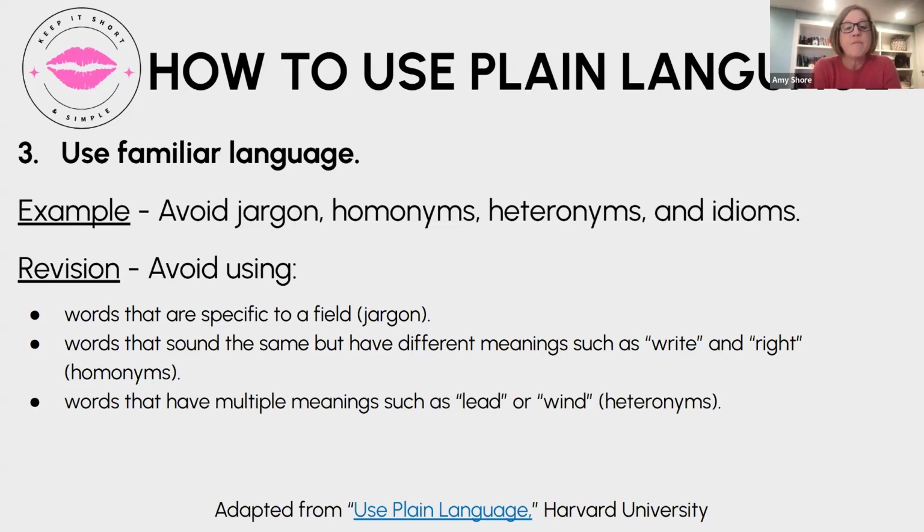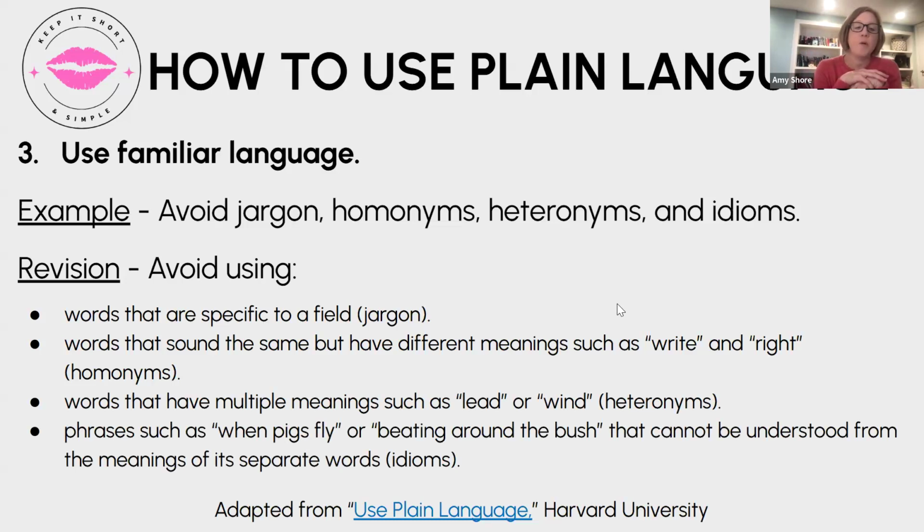Next, words that have multiple meanings, such as lead or wind. Wind could be wind, lead can be led, right? Those are heteronyms. And then lastly, phrases such as when pigs fly or beating around the bush that cannot be understood from the meanings of its separate words. Those are idioms. So here I chose to still put the specific word behind the explanation because it's an opportunity, right, to educate somebody if they're not familiar with those words.